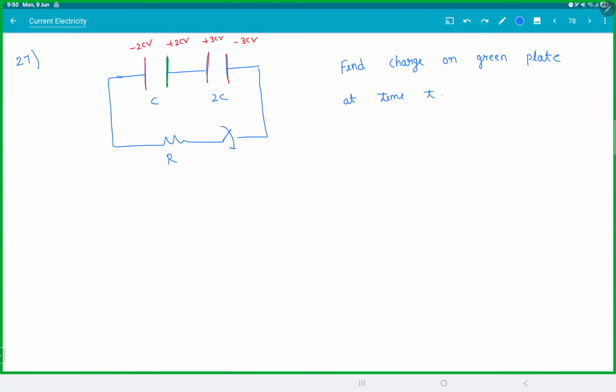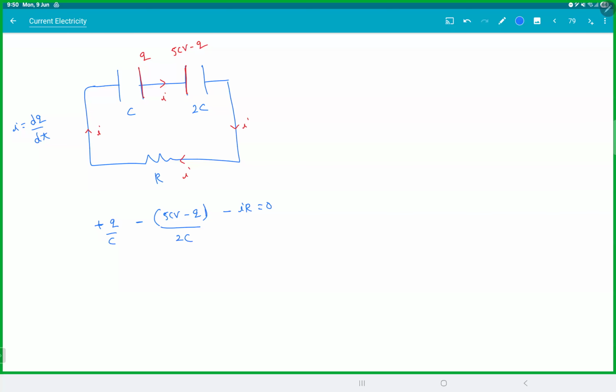What will be the limits? Remember, initially the charge was 2 CV. Don't put 0. Initially the charge on that plate was 2 CV. So small q ka limits will be 2 CV to small q. Every question you're doing, a similar one you will encounter in inductors.